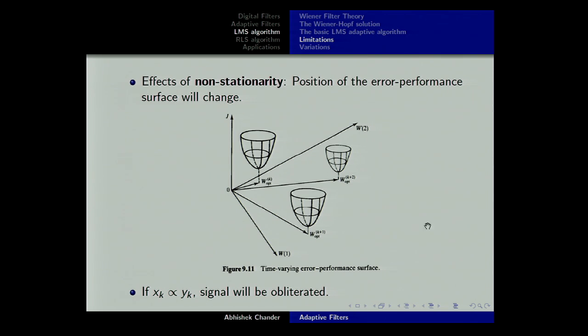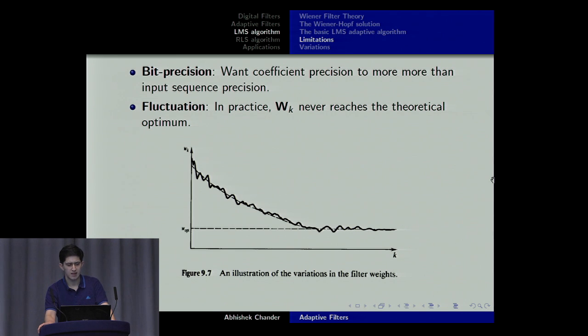Secondly, if our estimate of the noise, x of k, which is somehow correlated to the noise, is proportional to the actual signal that we want, y of k, then it will end up canceling it out, because we're finding the least mean squared, and that is not what we want. Thirdly, bit precision. This is not really that much of a limitation. It's more of a fact that we need to consider, that the coefficients, the weights of the digital filter, should ideally be more precise in terms of bit precision than the values of x of k, because you'd rather be imprecise and correct than precise and wrong.